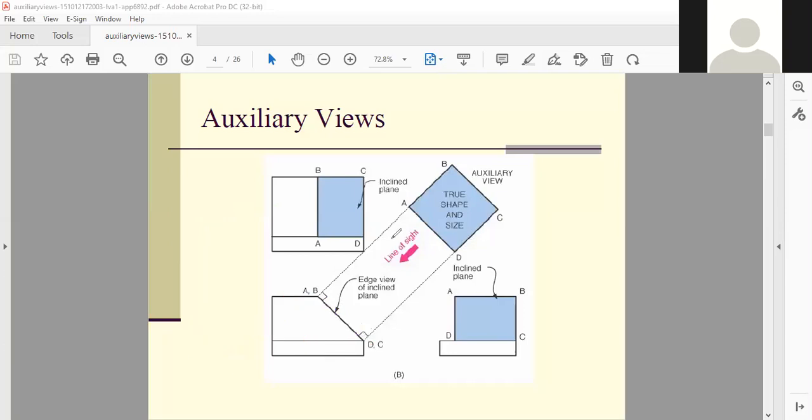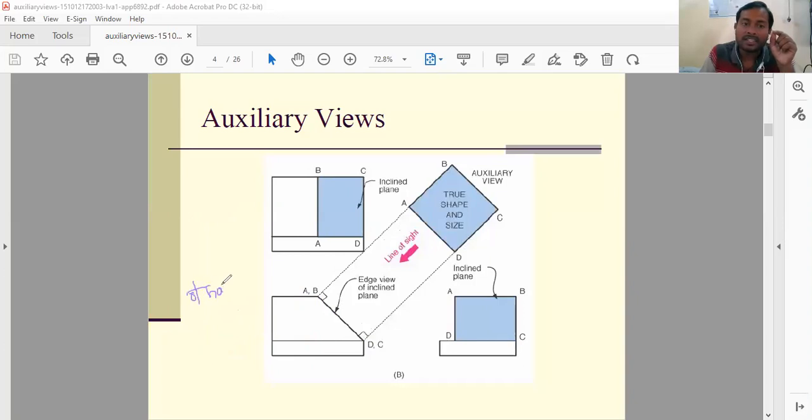So my intention is you should recognize other than horizontal lines, vertical lines.